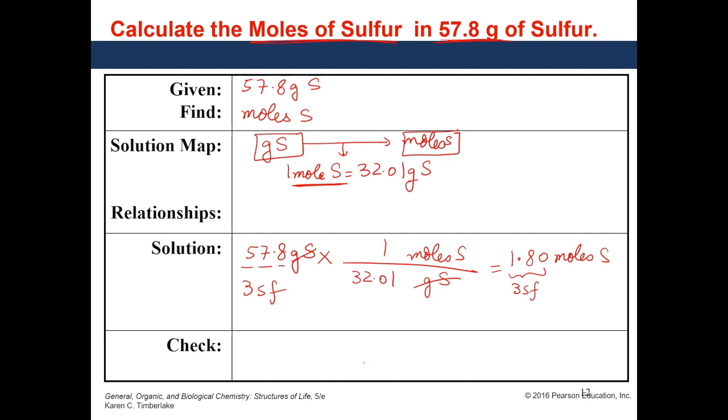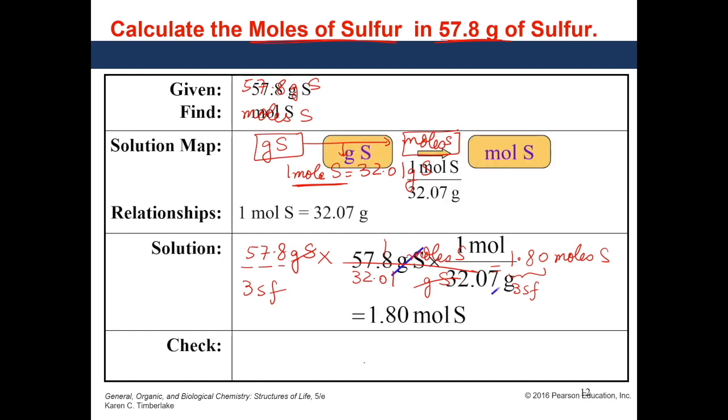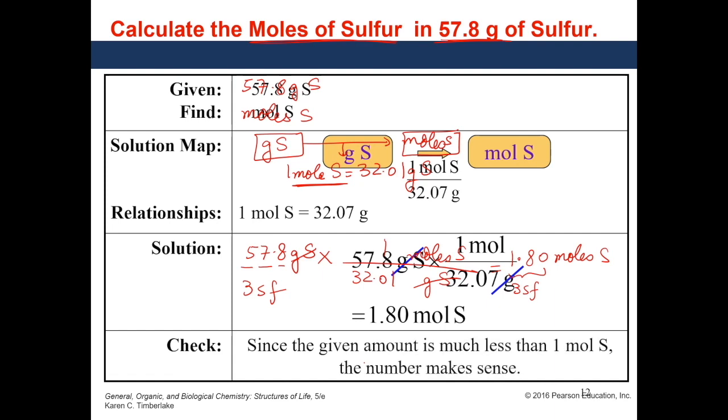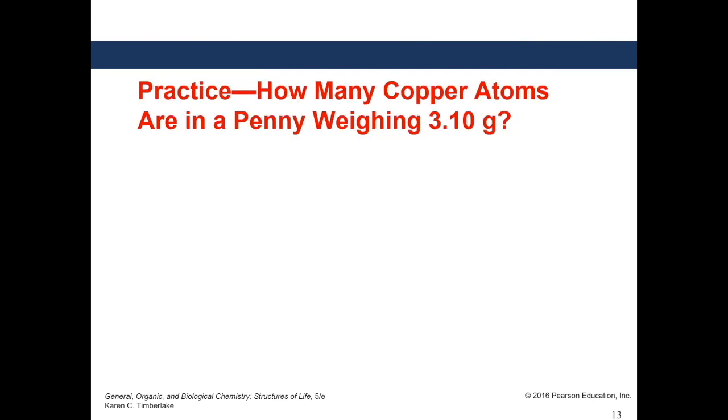Okay, moving on, what else? What other question could look like this from the same concept? Something like this. How many copper atoms are in a penny weighing 3.10 grams? So what is the question asking? Let's figure out what's given to us first. The question gives us 3.10 grams of copper, and it's asking to go from grams of copper to number of atoms of copper.